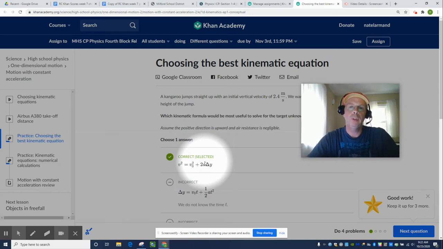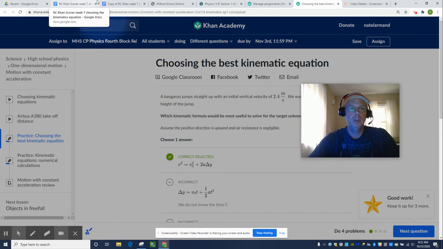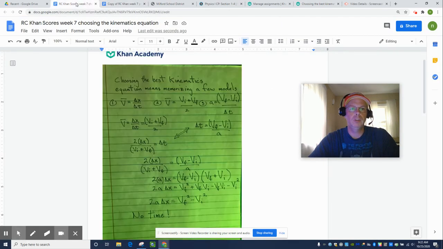So with these two sort of secret hidden assumptions, that is, free fall acceleration and the final velocity is 0, this equation hops out at us. But I do a screen drawing version, and then a hand-drawn version of these. Choosing the best kinematics equation really just means memorizing a few mathematical models.